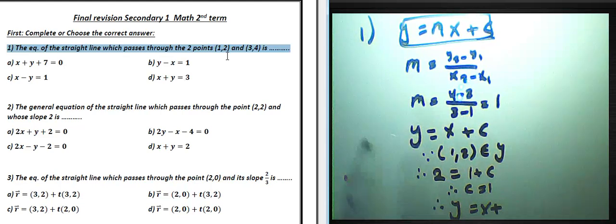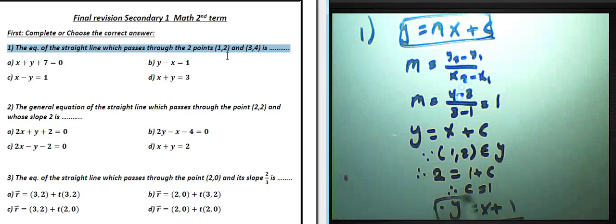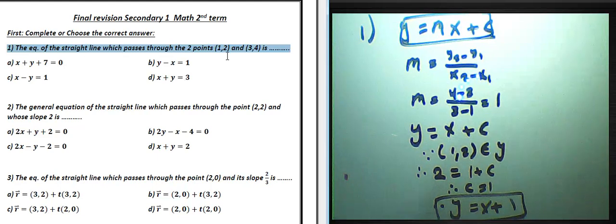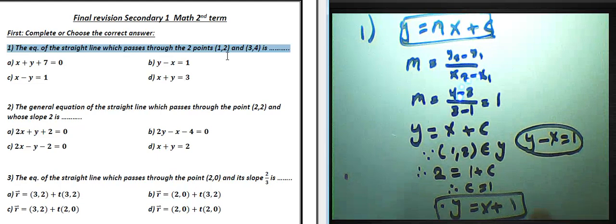The slope was 1 times x plus 1. It's the relation between y and x. Okay, you can write the result: y minus x equals 1. We moved x from the right hand side to the left hand side and changed the sign, so the equation will be y minus x equals 1. Choose letter B.